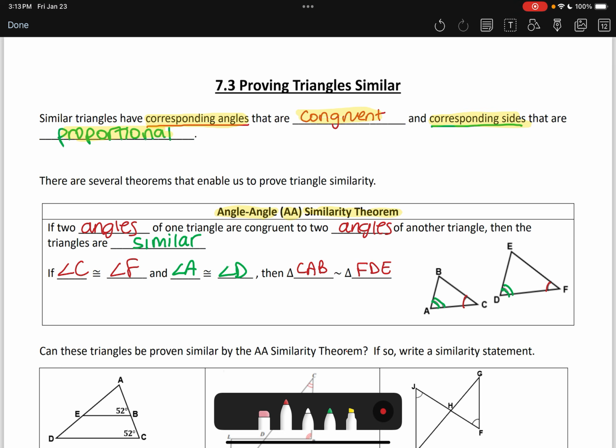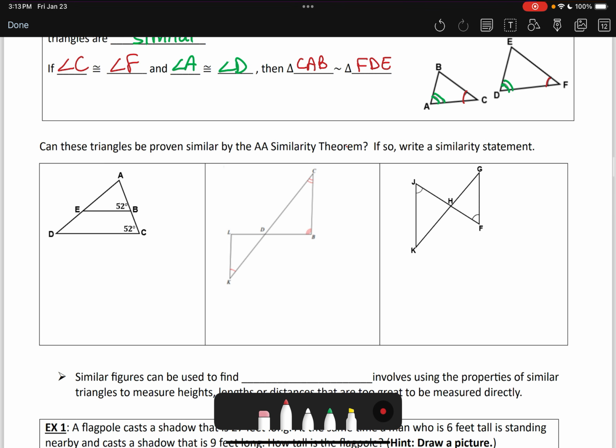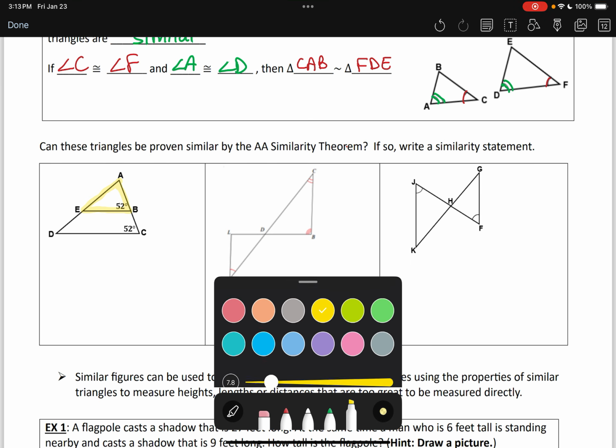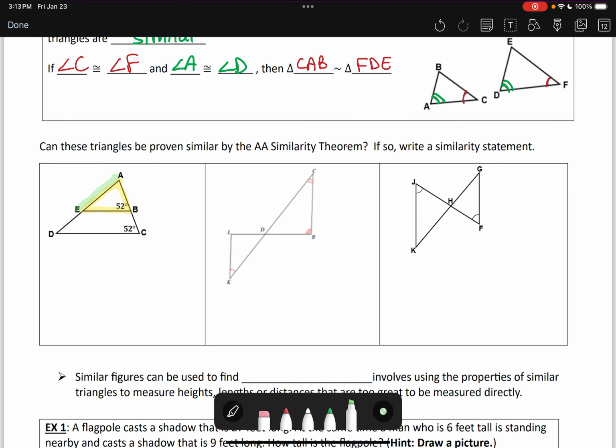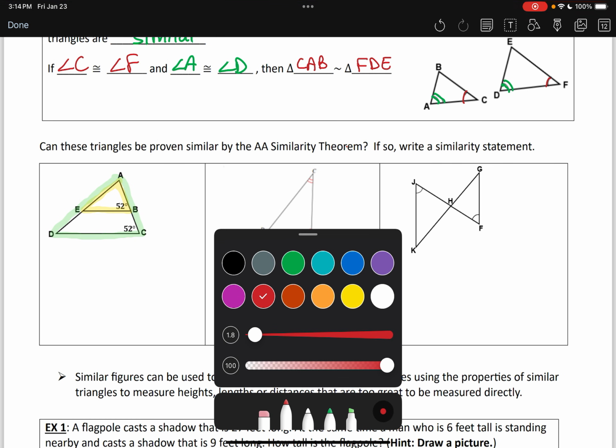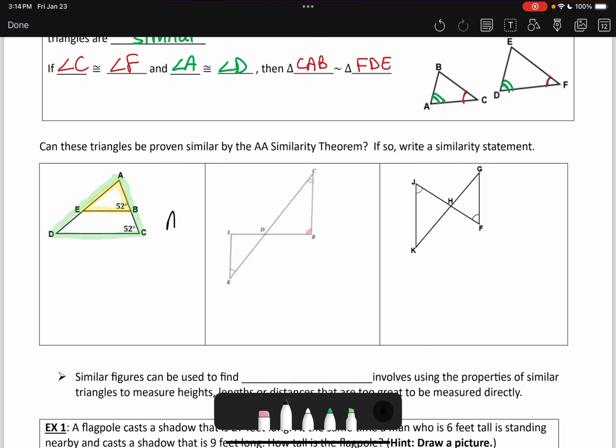So if we're to take a look down here, let's look at some examples. It says, can these triangles be proven similar by the angle-angle similarity theorem? If so, write a similarity statement. Well, if we take a look at the first example, what we should see here is two triangles. We have a small triangle here in yellow and a larger triangle here in green. So we're checking to see, hey, do we have angle-angle similarity? Do I have two pairs of congruent angles?